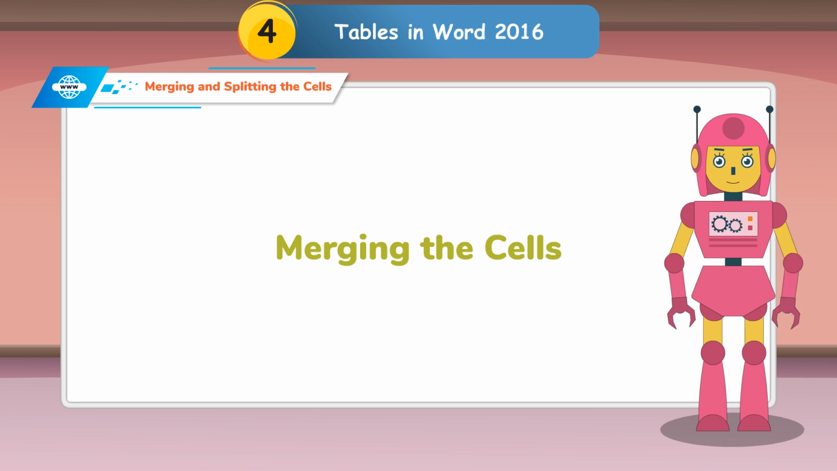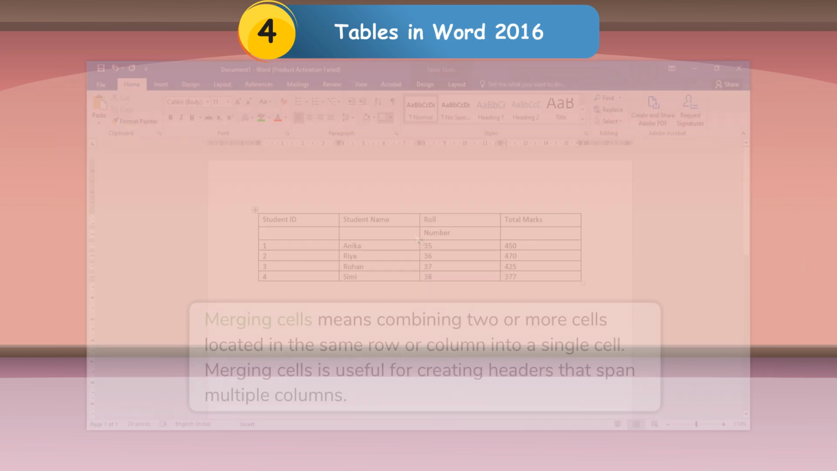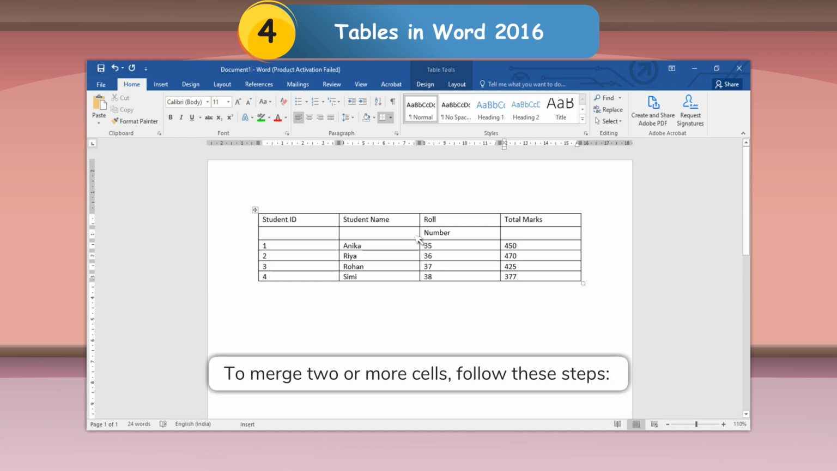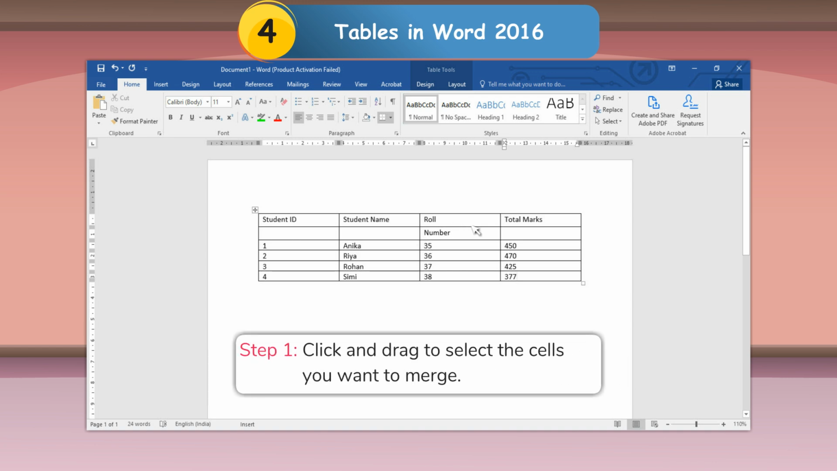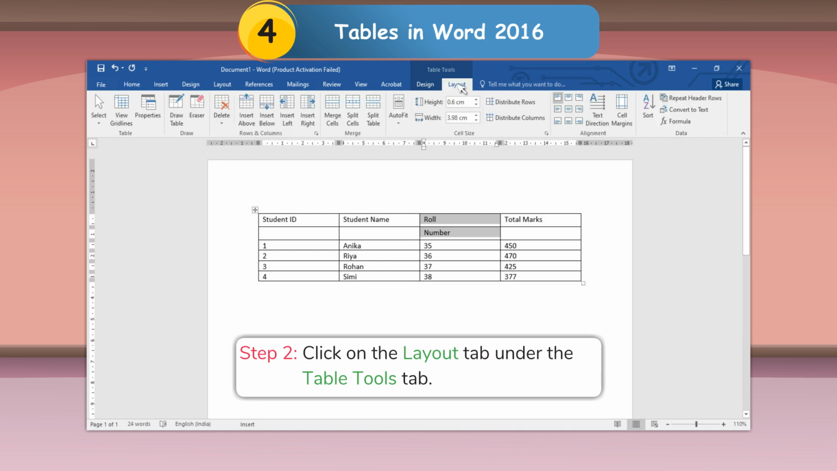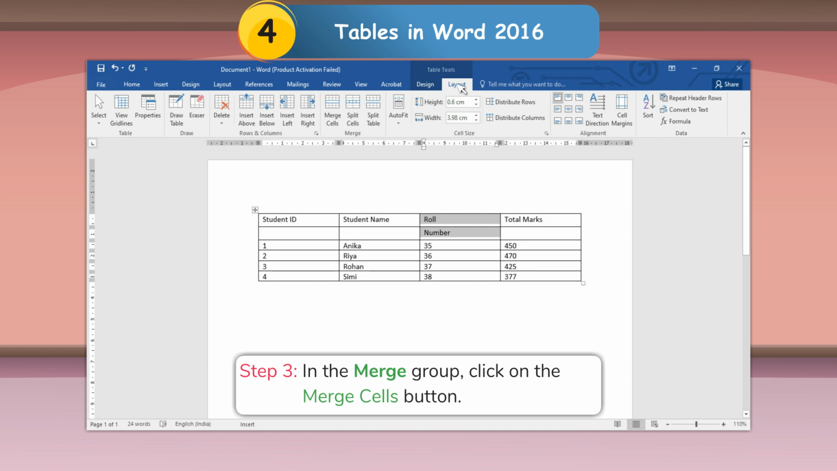Merging the cells. Merging cells means combining two or more cells located in the same row or column into a single cell. Merging cells is useful for creating headers that span multiple columns. To merge two or more cells, follow these steps. Step 1. Click and drag to select the cells you want to merge. Step 2. Click on the Layout tab under the Table Tools tab. Step 3. In the Merge group, click on the Merge Cells button.